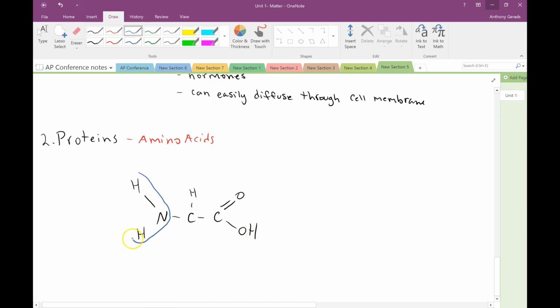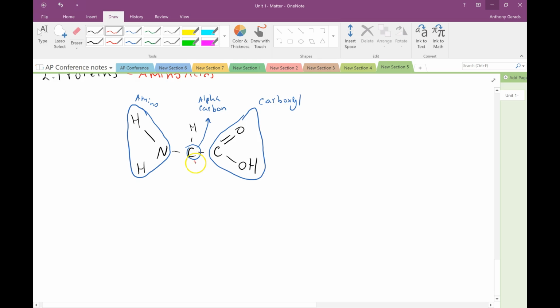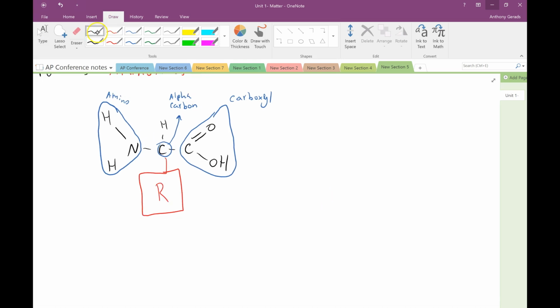We've got an amino group. We've got an alpha carbon. And anyone remember what this is? Carboxyl. I've got all these amino acids though, and they've all got this same basic structure, so what makes them different? The R group makes them different. So all of them have the exact same amino group, the exact same alpha carbon, the exact same carboxyl group, but what makes them different is this R group. Okay?